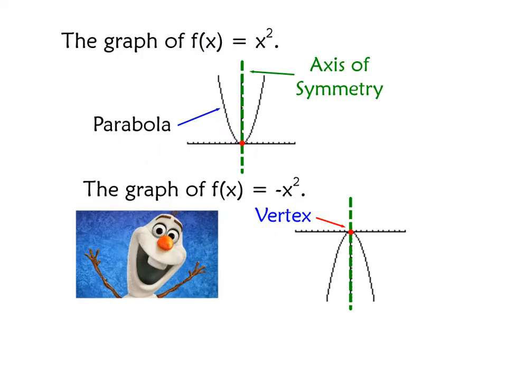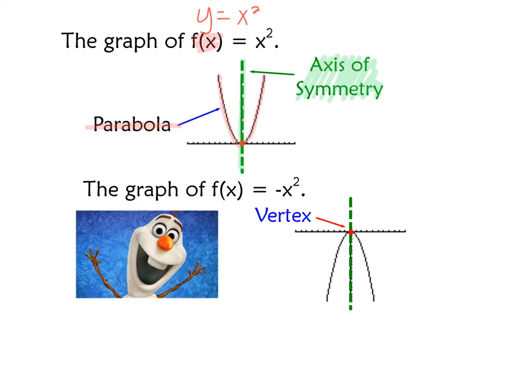Just a couple reminders, and this is really similar to when we did absolute value. The graph of f of x equals x squared. Just a reminder, f of x is just a fancy way to write y, so this is just saying y equals x squared. There's a couple important things to remember. There's an axis of symmetry, and that just means that the graph looks the exact same on both sides. If you were to fold your paper down this line, you can see how it would lay right on top of itself. The shape of the graph, the U shape, is called a parabola.